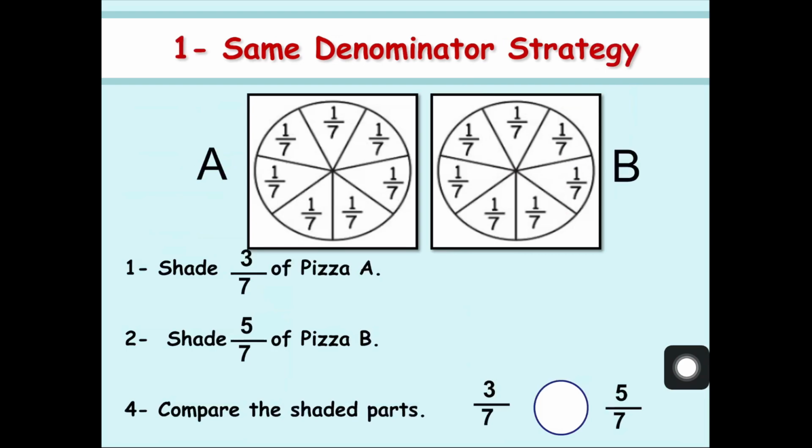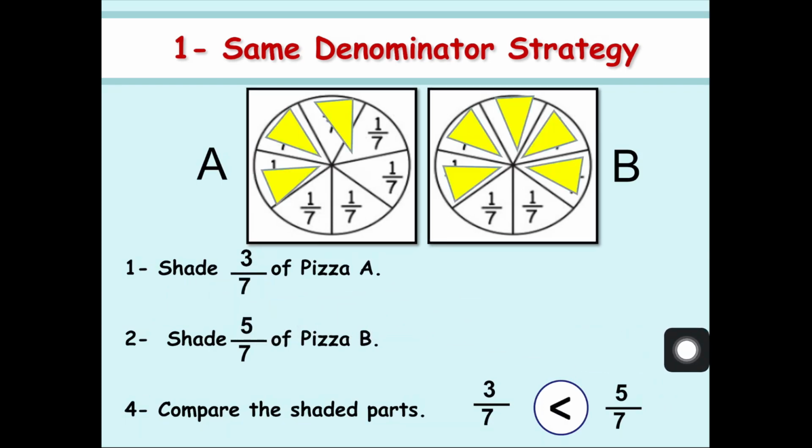All right, so here it's time for you to think about the same denominator strategy. Here we have circle A and circle B. Step 1, we will shade 3/7 of pizza A. So let's go ahead and shade 3/7 of pizza A. Then we will shade 5/7 of pizza B.